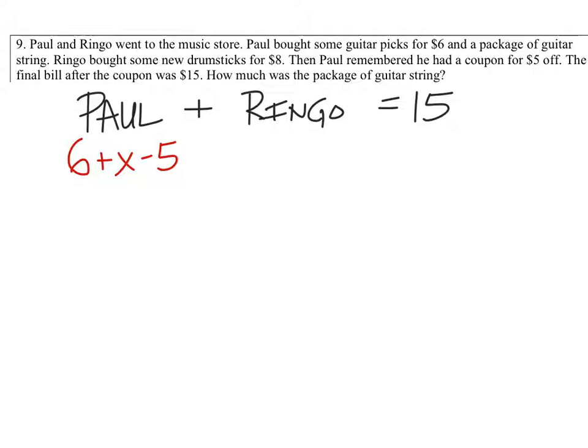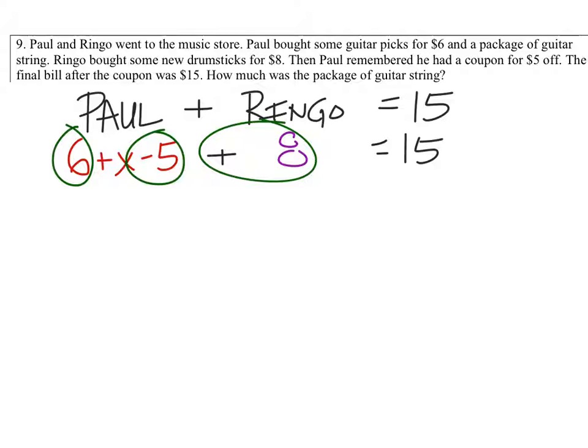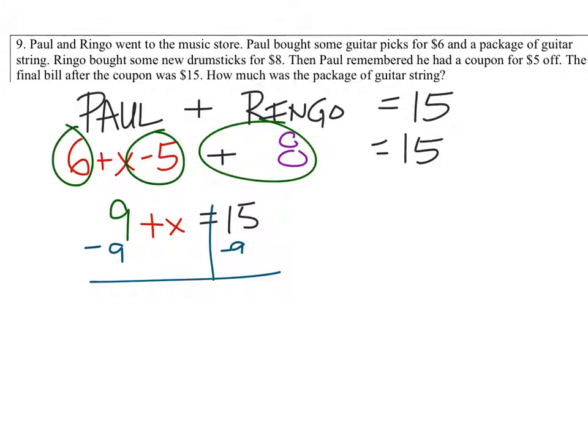Ringo, he's just going to purchase some new drumsticks for $8. So when we add all of these, we should get $15 right here. Well, let's combine all of our like terms now. I got a 6, a -5, and a +8, which is 9. Still plus the x equals $15. So when I subtract 9 from both sides, I will have my x. X equals $6. So it looks like the string was $6.